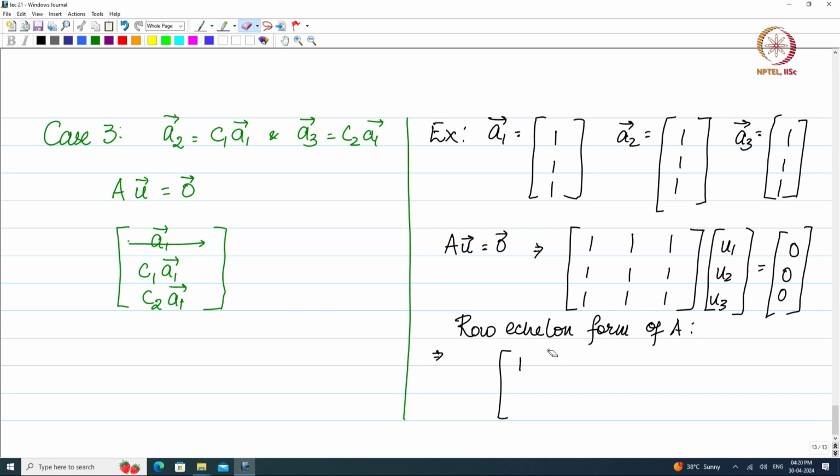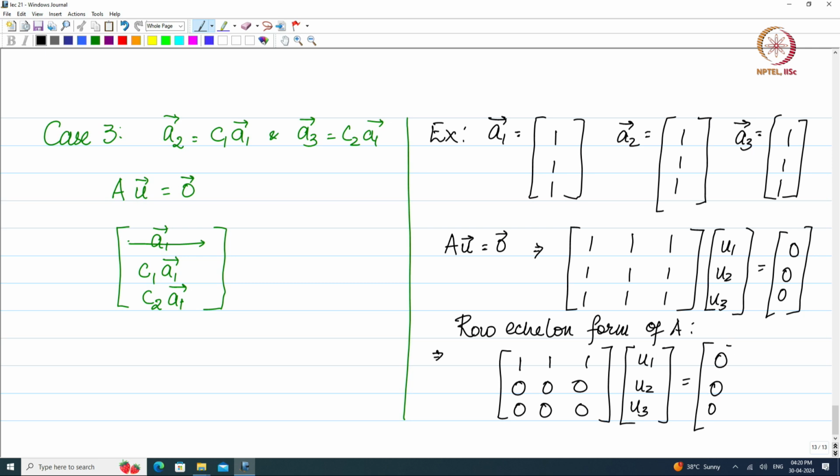The first row does not change, the first row is 1 1 1, the second row will become 0 0 0, the third row is also 0 0 0. So, we are going to have u1 u2 u3 equal to the 0 vector. Now, this means there is no pivot variable in the second row, no pivot variable in the third row, which means the variables u2 and u3 are free variables and u1 is basically a pivot variable.